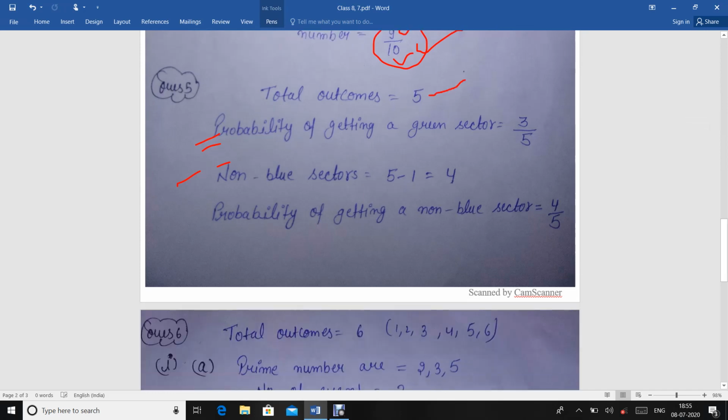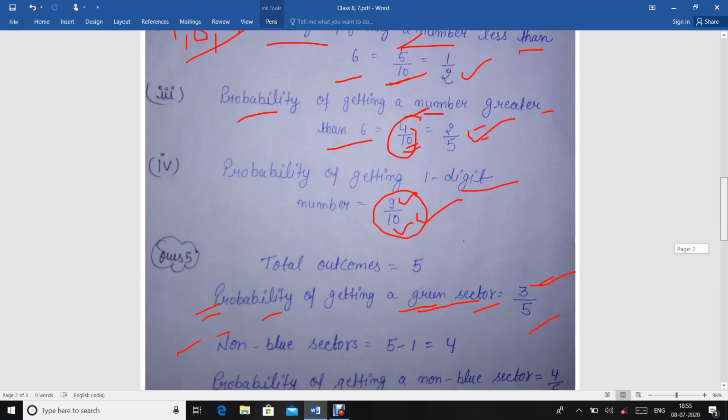See the answer. Total outcomes are 5 because there are total 5 sectors. Number of events is 3 for green sector because there are 3 green sectors in the spinning wheel. So the probability of getting a green sector is equal to 3 upon 5. Now the question is saying further.